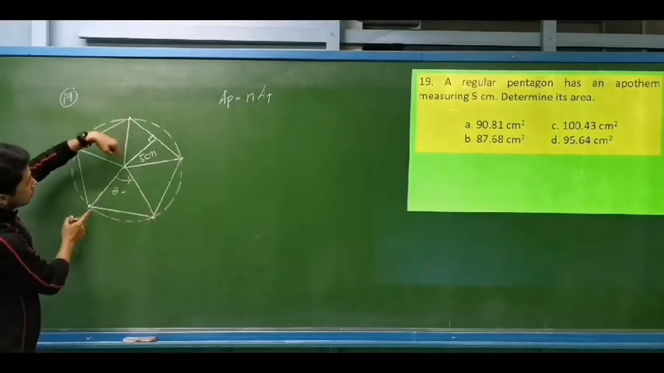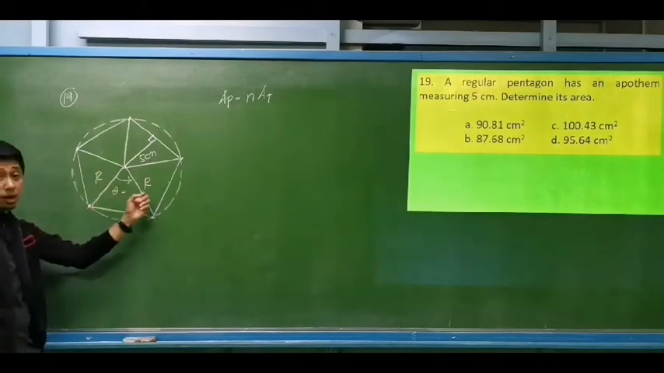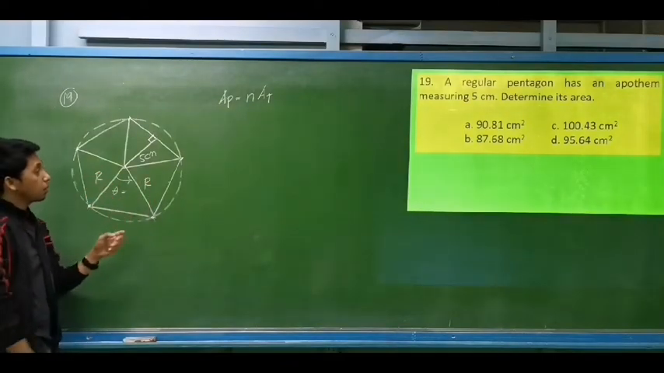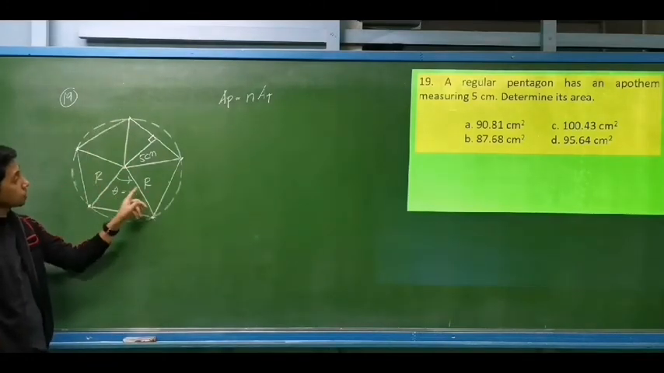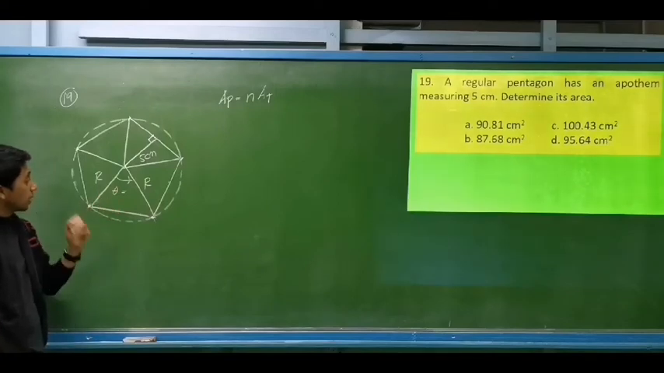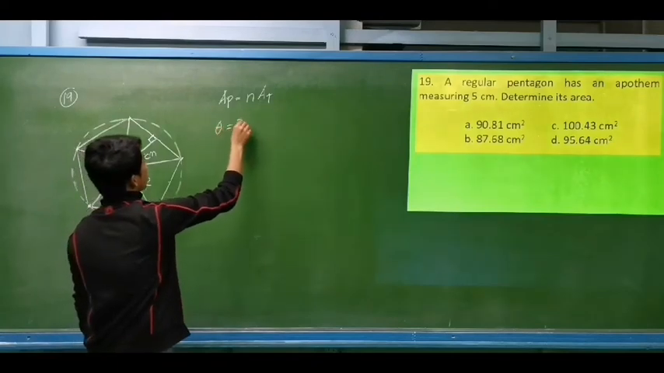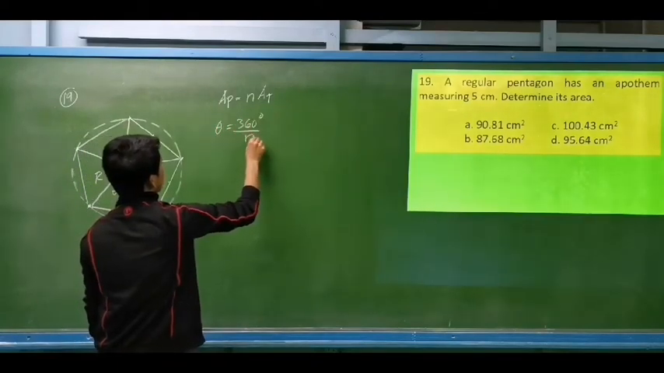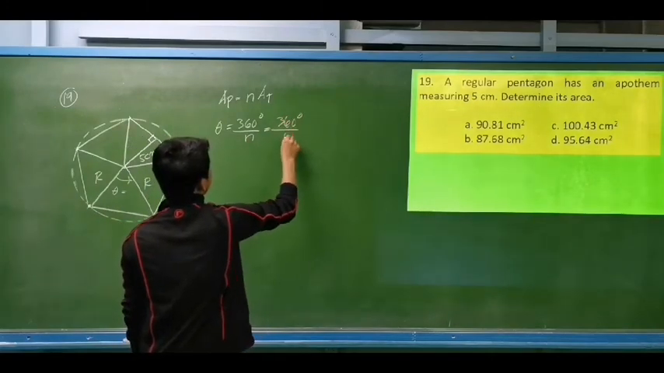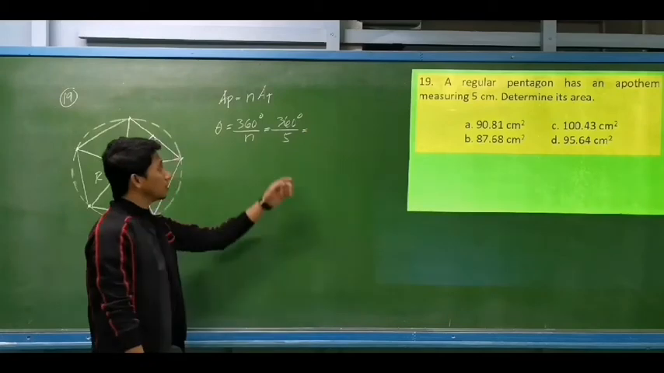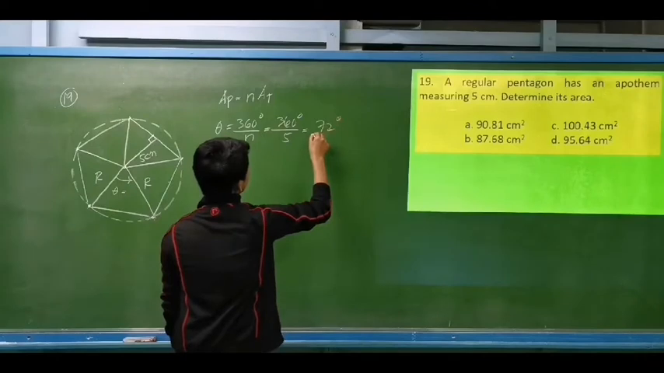And kung mapapansin niyo, yung side na to will be the same as the radius of the circumscribing circle. Tama? Kung mapapansin nyo, ilalagay natin yung polygon sa loob ng circle, ito ay radius ng circumscribing circle. Tapos para makuha yung theta, our theta is equal to 360 degrees divided by n. So, pag pentagon, 360 degrees divided by 5, ito ay 72 degrees.